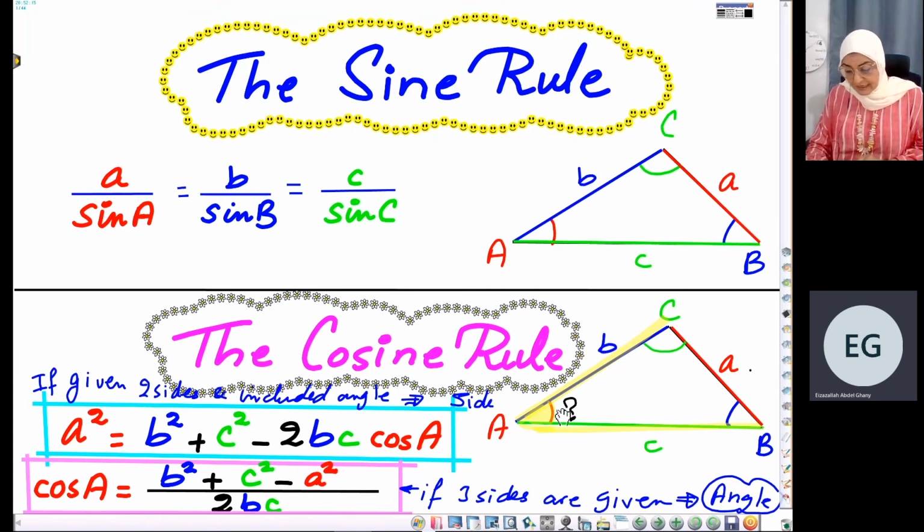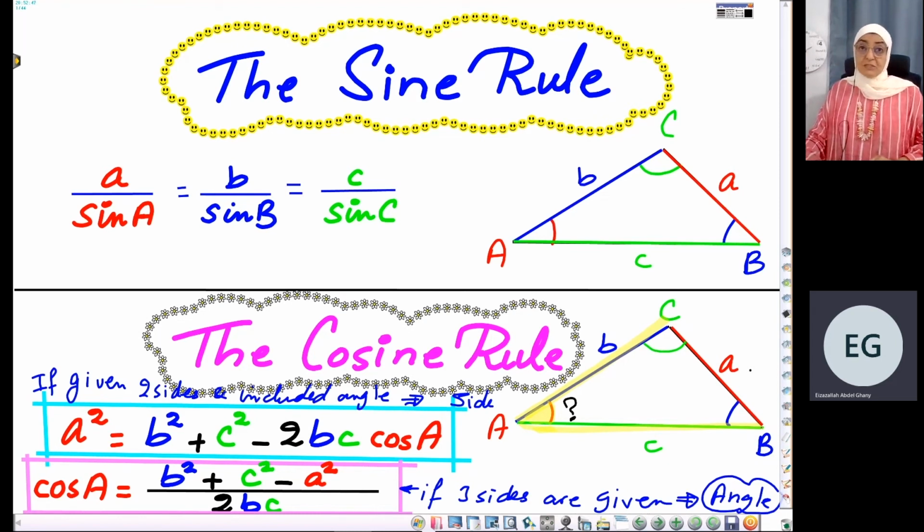Okay, cosine this angle equals the 2 arms forming the angle. You start with them and end with the side which is far away from the angle, the opposite to it. Cosine A equals b squared plus c squared minus a squared. All this in numerator. What is in denominator? You are dealing with the 2 highlighted arms of the angle over twice bc.